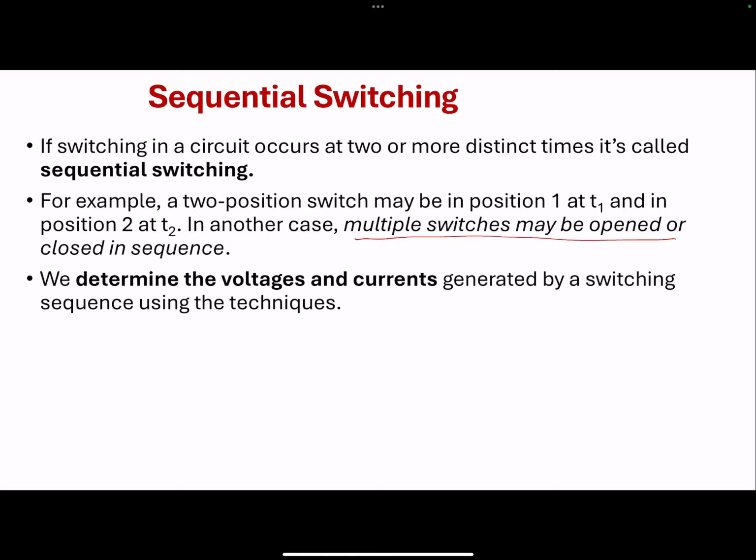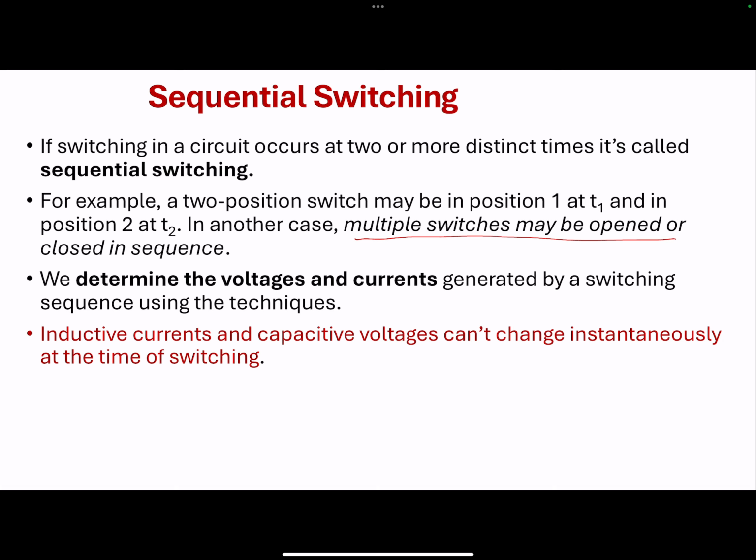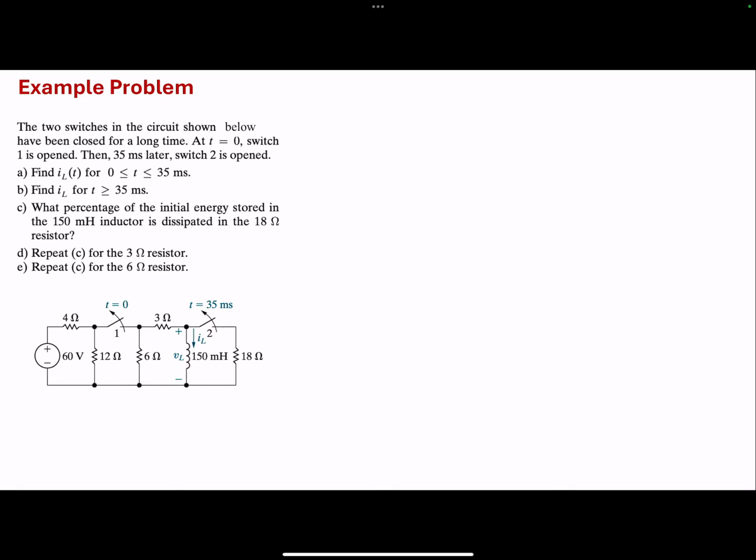Irrespective of how many switches you have, the concepts remain the same as we discussed in the past. All you have to do is find the inductor current, capacitor voltages, and the rest of the associated values, while understanding the fundamental concept that inductor currents and capacitor voltages do not change instantaneously. This is pretty much it. We are going to do this example problem, and it is a very interesting one. It may take some time to solve, but it is going to give you another very good exercise of how the entire thing is happening.